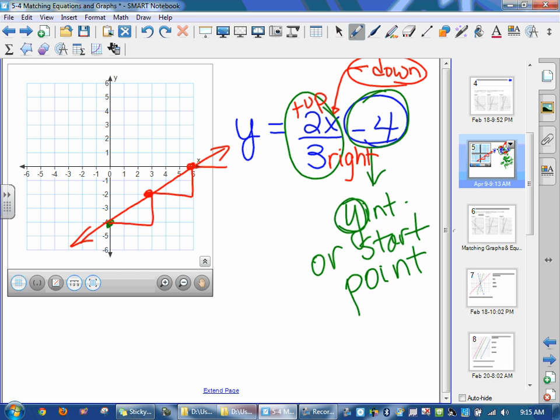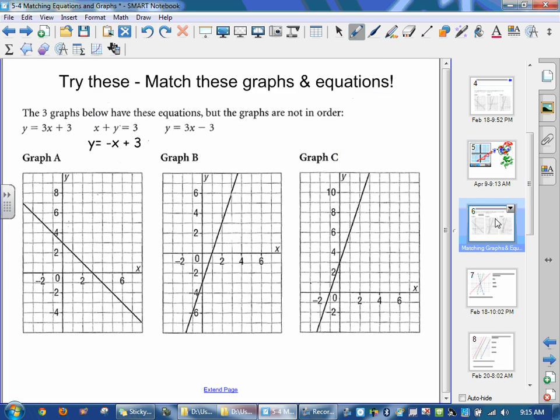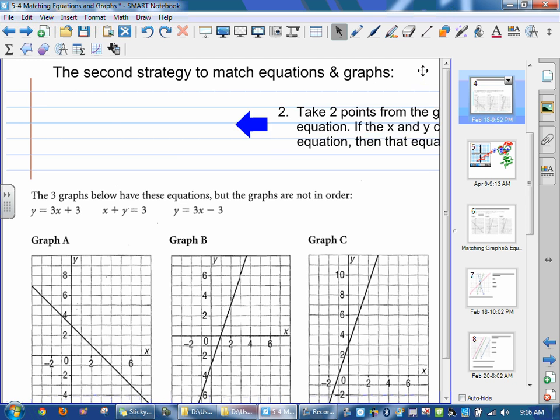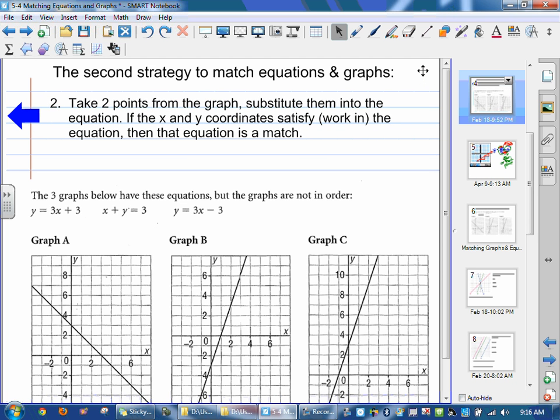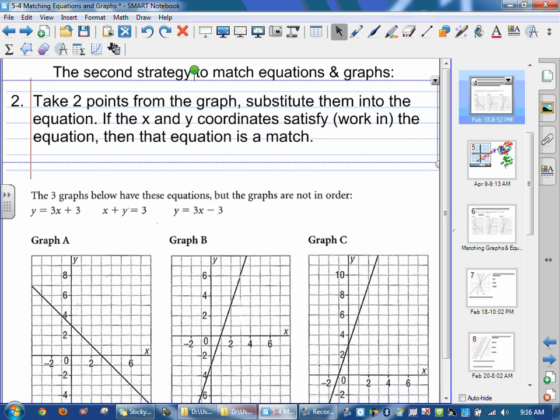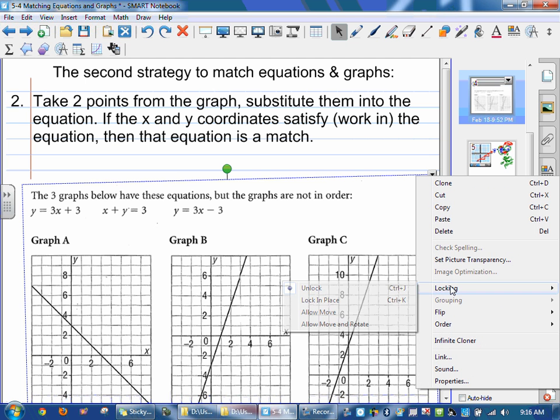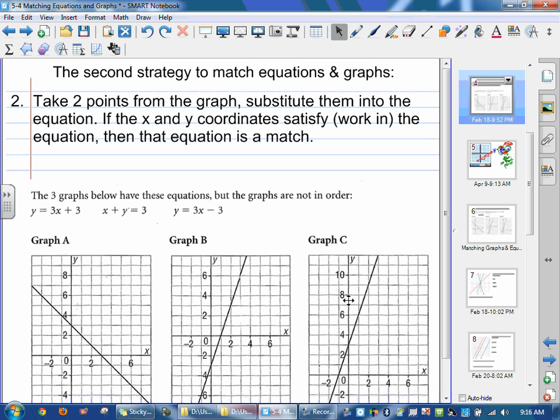There's no problem-solving situation. It's generic, so I just draw my graph no matter what. Okay? The second way to match equations and graphs is this way. And this is what you've got to write down at the top of the page. The second way is you take 2 points from your graph. This is the top of page 2. You take 2 points from your graph and you substitute them into the xy coordinates of the actual graphing equation.